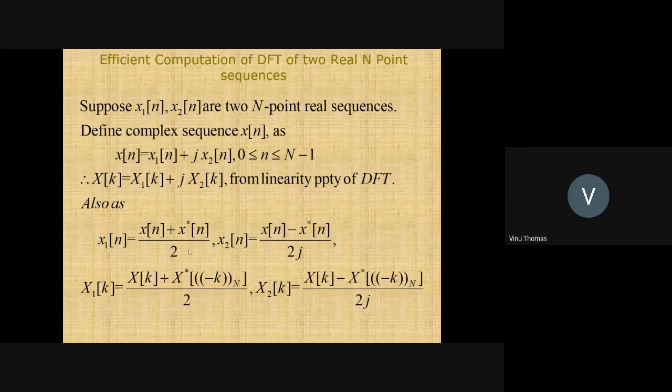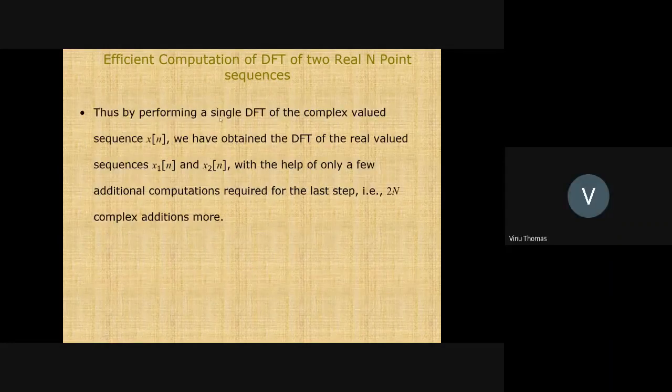Now, is this understood? Yes, sir. Okay, right. So by performing a single DFT of the complex valued sequence x of n, we have obtained the DFT of the real valued sequences x1 of n and x2 of n with only 2n more complex additions. You don't require any further complex multiplication. So the complexity is just that of the computation of an n-point DFT. It's that simple.